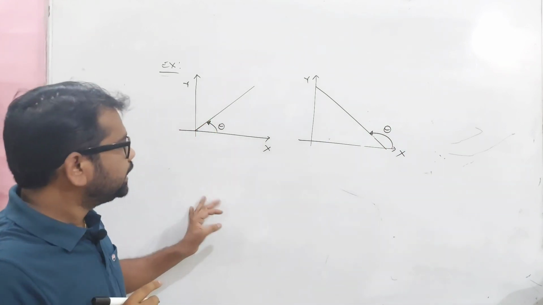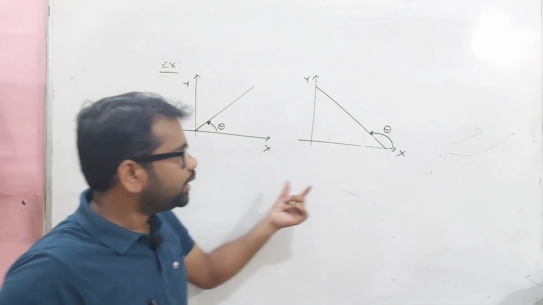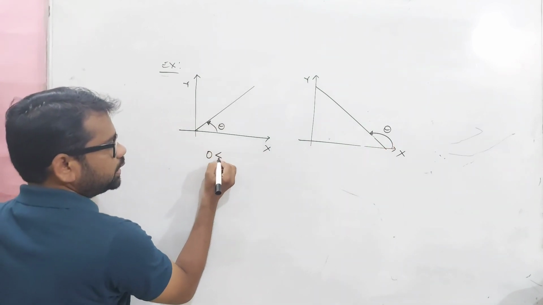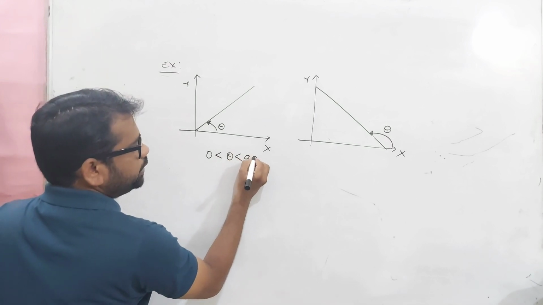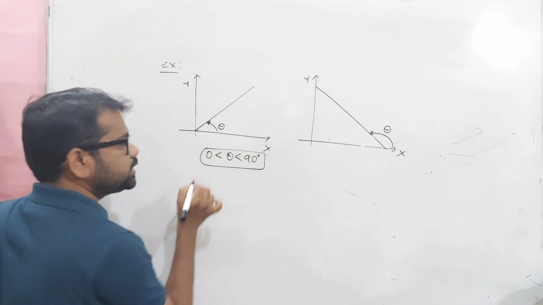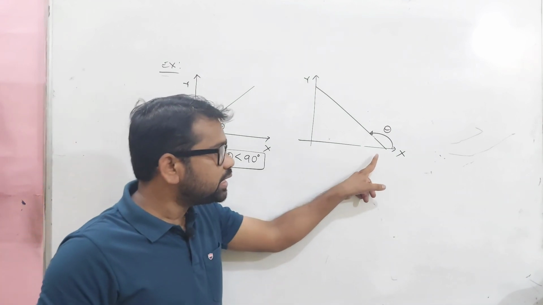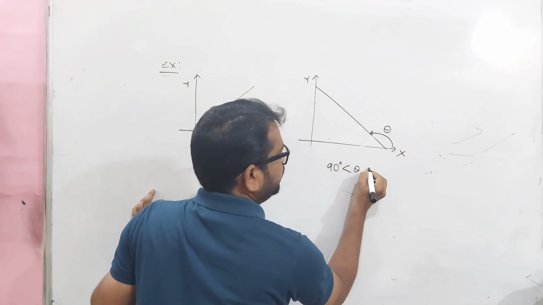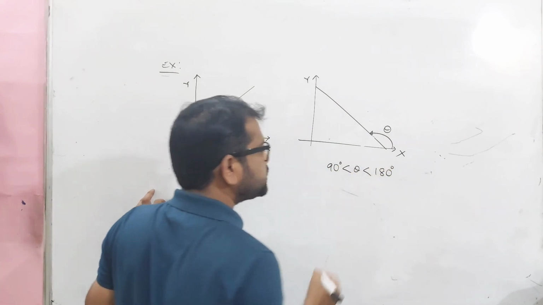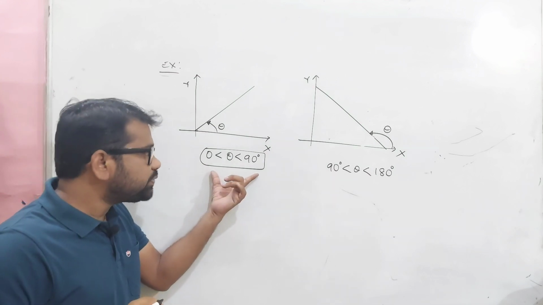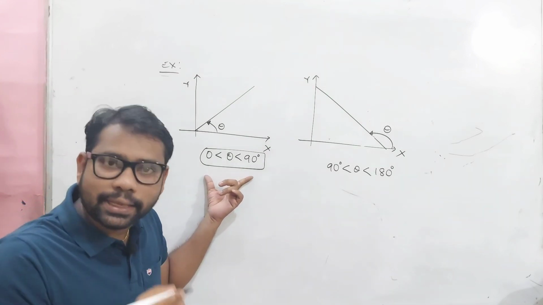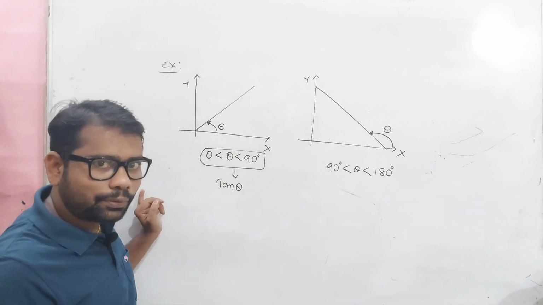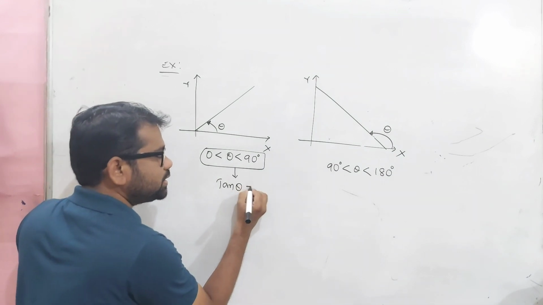If you notice, dear children, here theta is an acute angle, whereas here theta is an obtuse angle. Which means here theta is in between 0 and 90 degrees, whereas here theta is in between 90 degrees and 180 degrees. For these angles, tan theta is negative? No, it is positive. So, tan theta is positive.